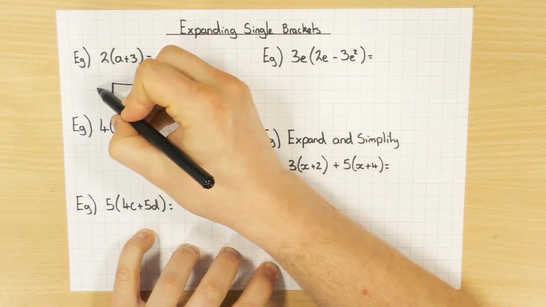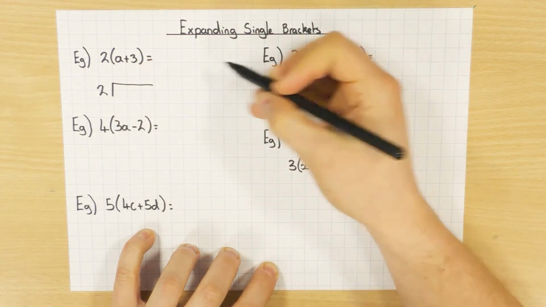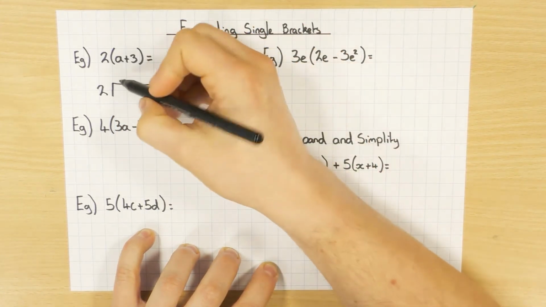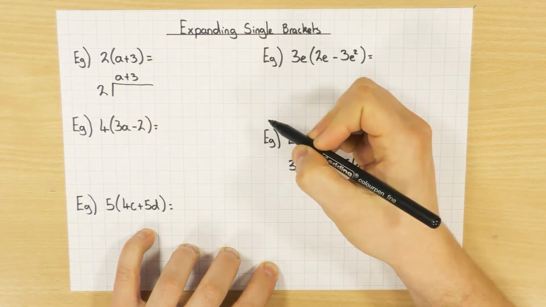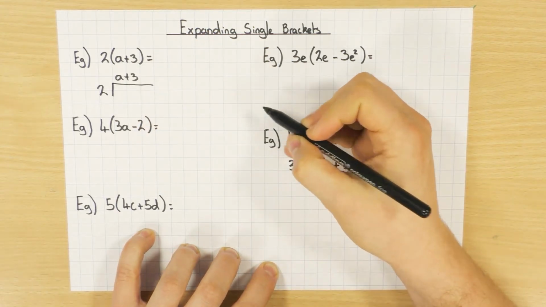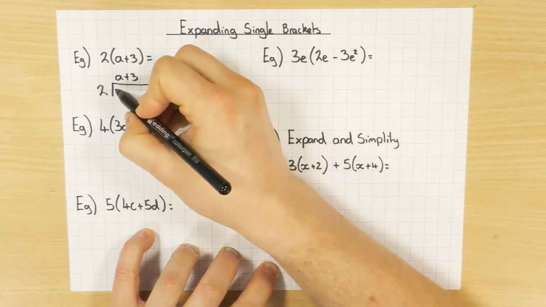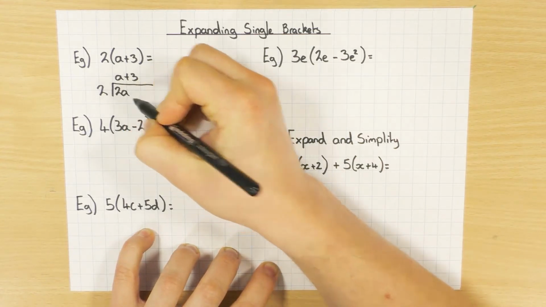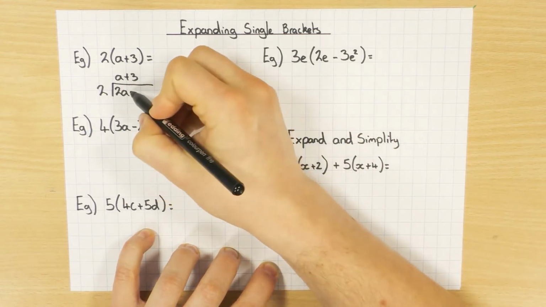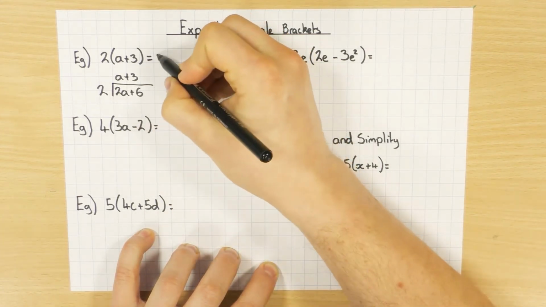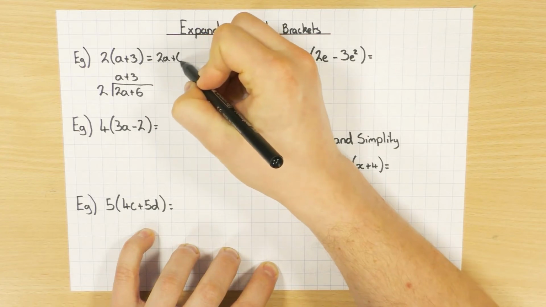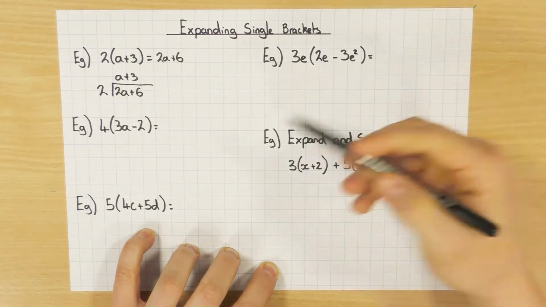So 2 is on the outside, a plus 3 is in the brackets, so I'll put a plus 3 on the top. And again, just like I said, we are multiplying. So 2 times a will give me 2a, and 2 times 3 will give me 6. And that's your answer, 2a plus 6, nice and easy.